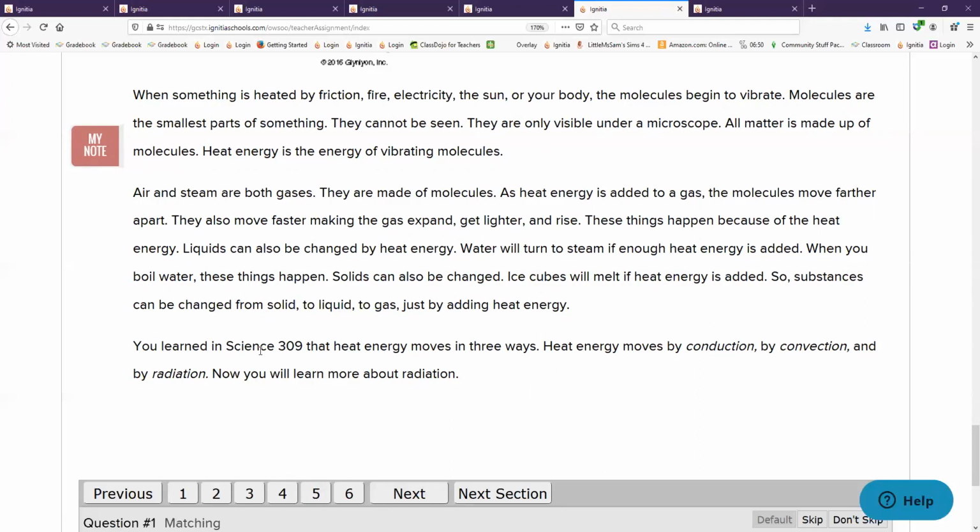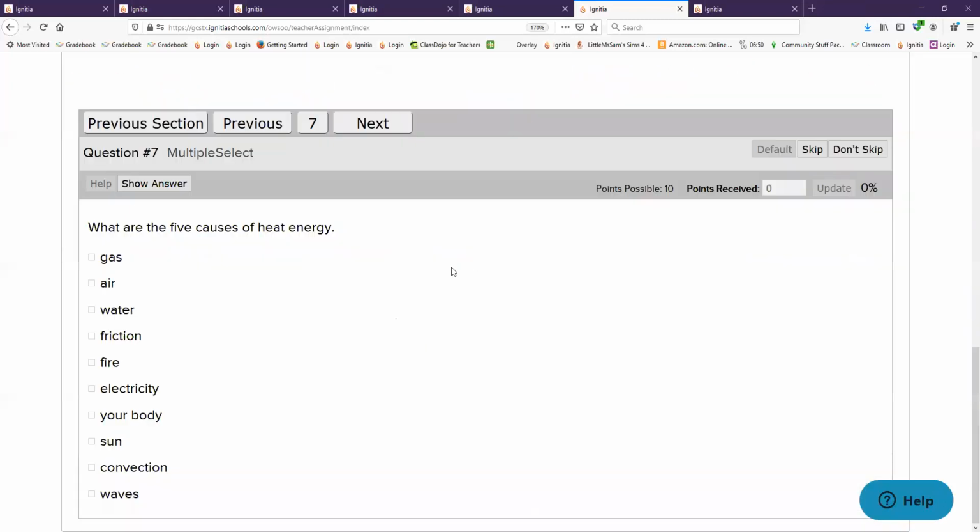You learned in Science Unit 309 that heat energy moves in 3 ways. Heat energy moves by conduction, convection, and radiation. Now you will learn more about radiation.